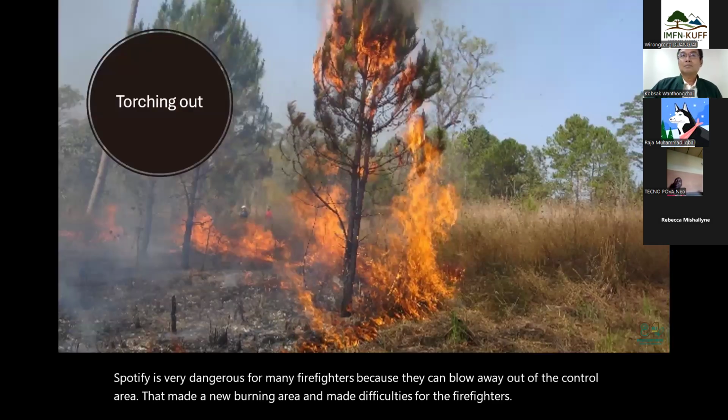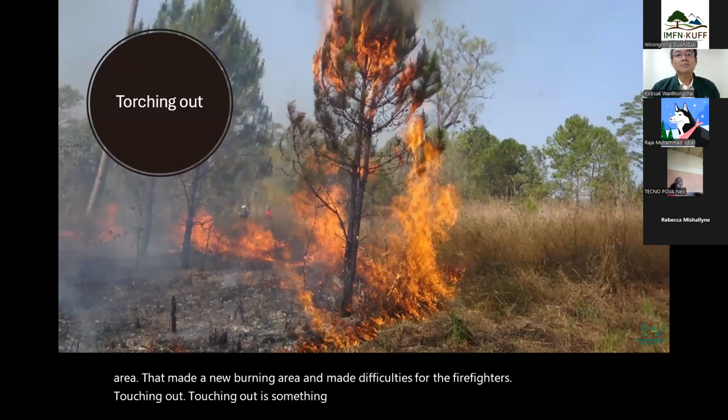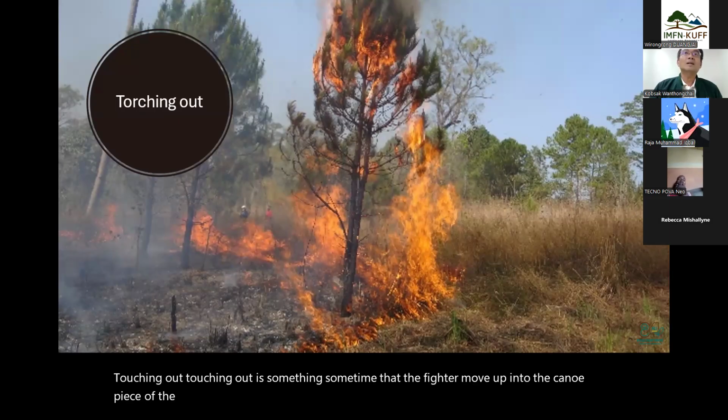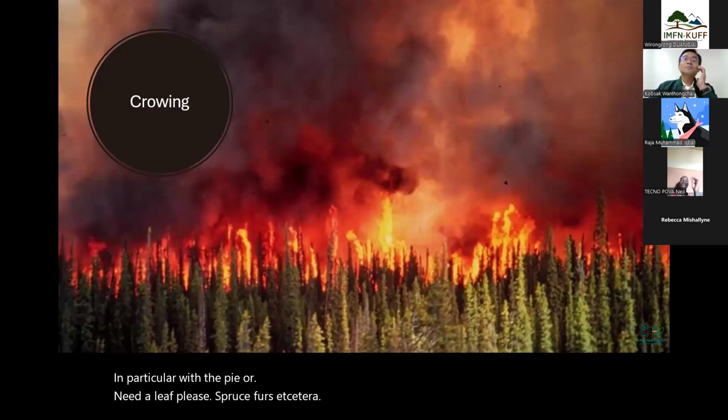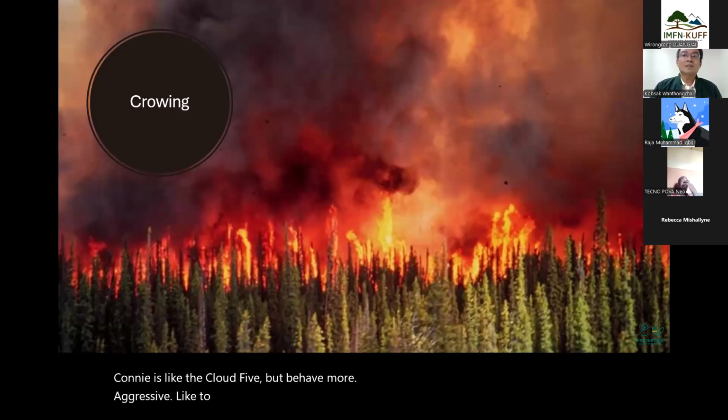Torching out is when the fire moves up into the canopies of the trees, in particular with needle-leaf trees like pine, spruce, fir, etc. Crowning is like a crown fire, but behaves more aggressively, like you see from these photos.